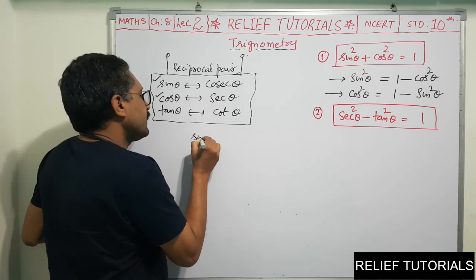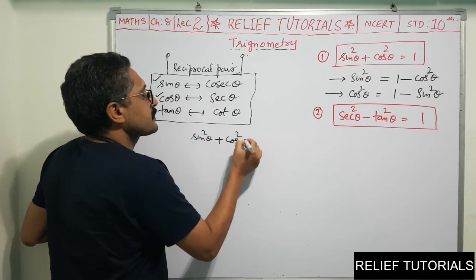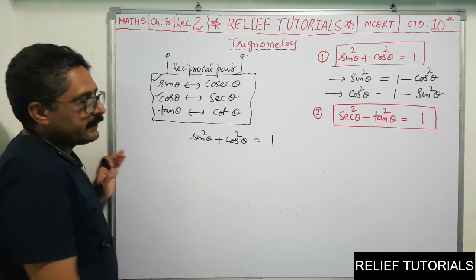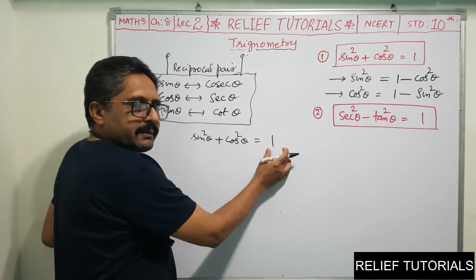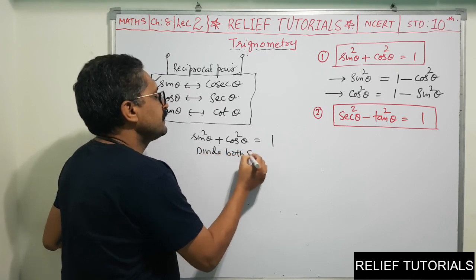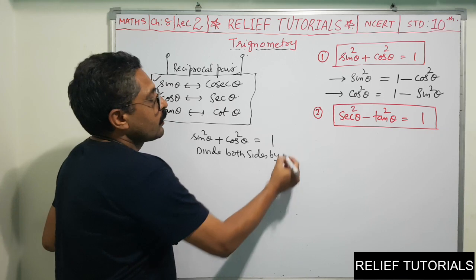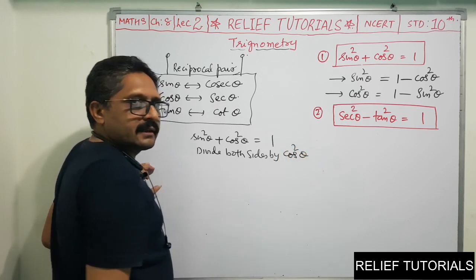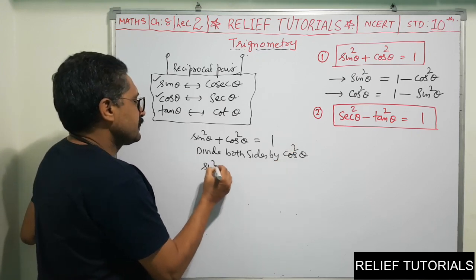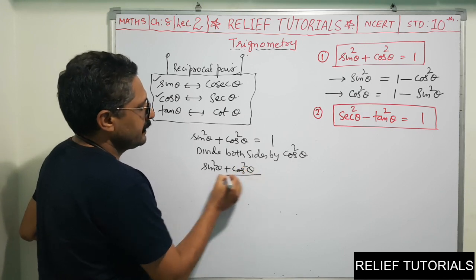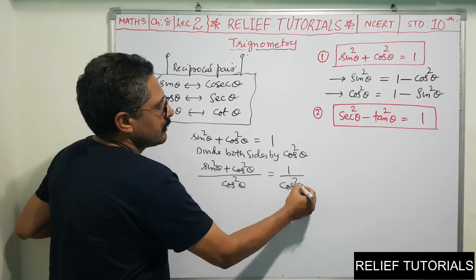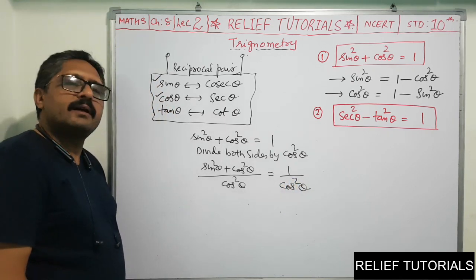So what we have already proved is sin square theta plus cos square theta is equals to 1. This is LHS, this is RHS. If I divide both LHS and RHS by the same number, the value will not change. So I will divide both sides by cos square theta. And cos square theta is not equal to 0. It is a positive value. Why? Because square. So I will divide this now. Sin square theta plus cos square theta divided by cos square theta is equals to 1 upon cos square theta. Dividing both the sides by cos square theta.